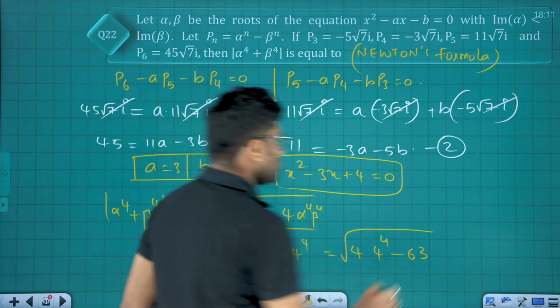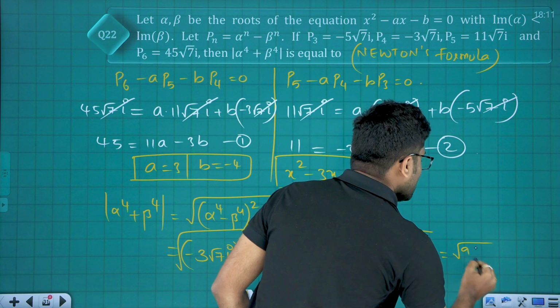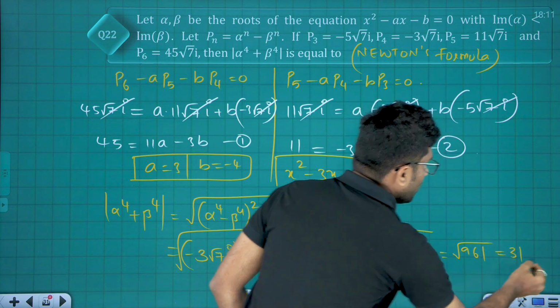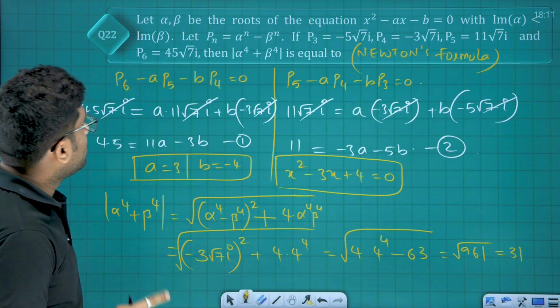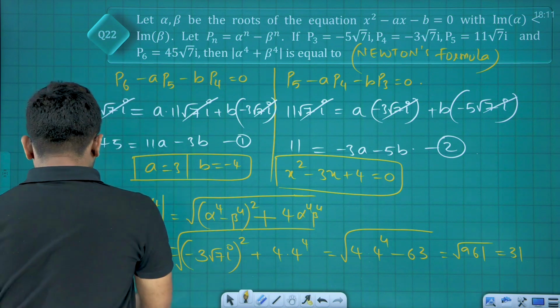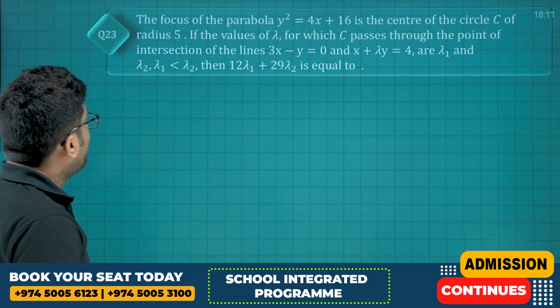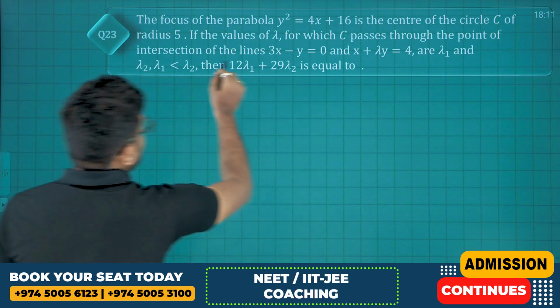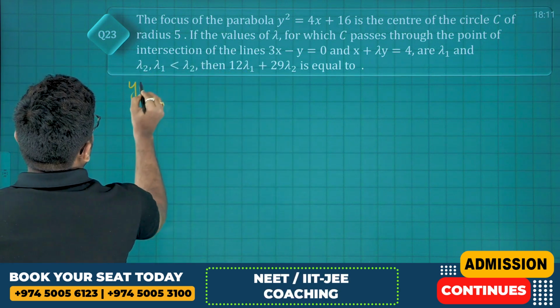So this is equal to root over 961, which is 31, friends. So the answer is 31. Next question. The focus of the parabola y square is equal to 4 of x plus 14.